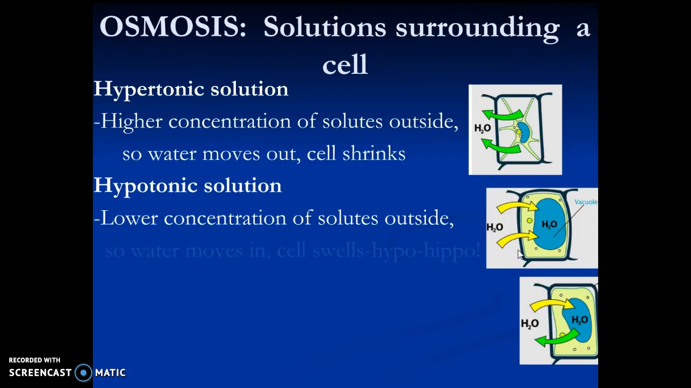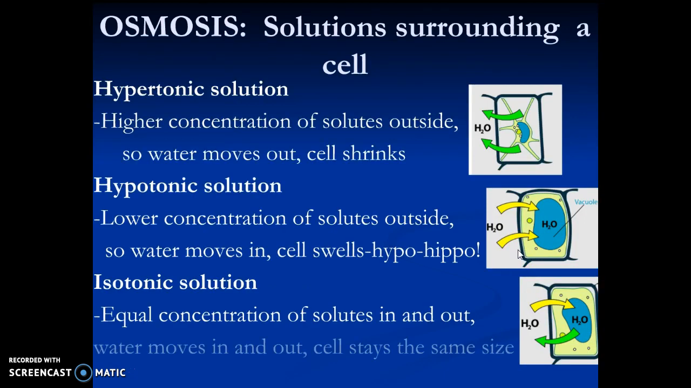The situations where different cells are in and will act differently would be these. So in a hypertonic solution, the cell is hypotonic and the solution is hypertonic. Water will flow outside of the cell and the cell will shrink up.